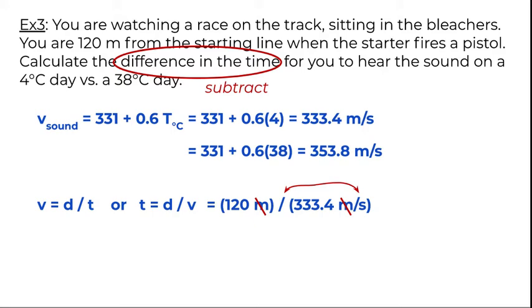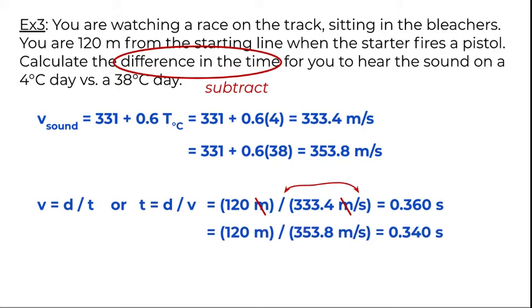So 1 divided by 1 over seconds would give us seconds. But 120 divided by that 333 would give us 0.36 seconds. If instead we use the faster speed, we're going to get a smaller time. That turns out to be 0.34 seconds.